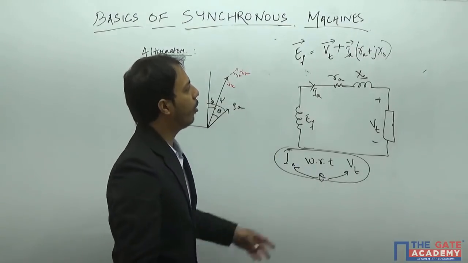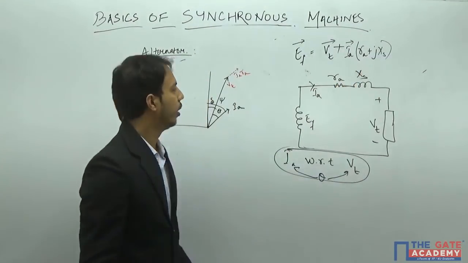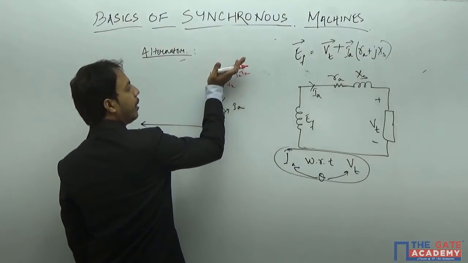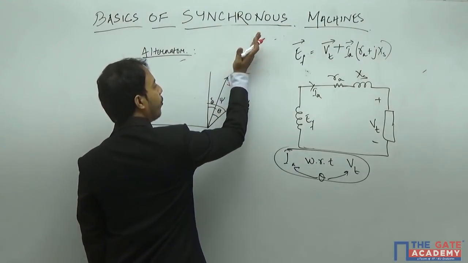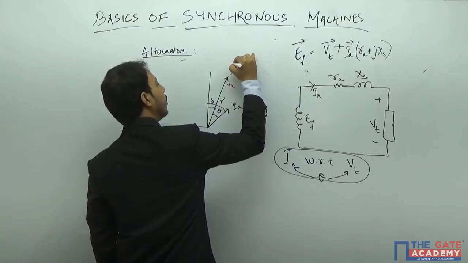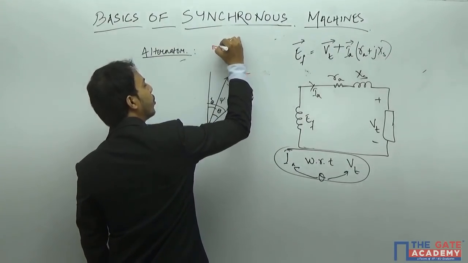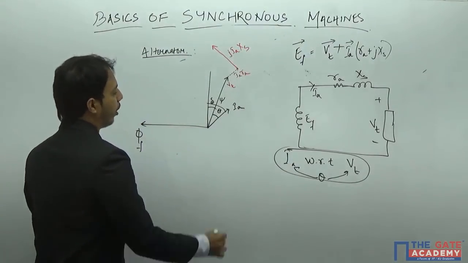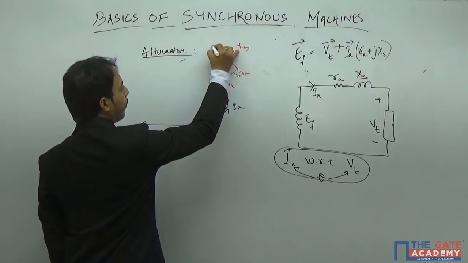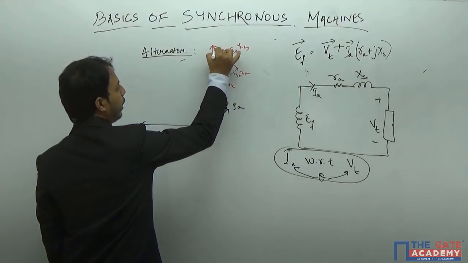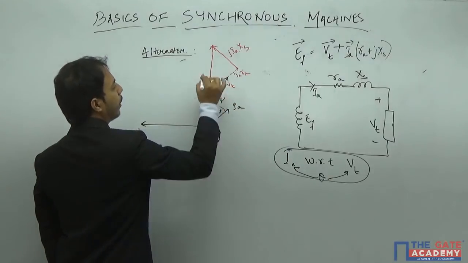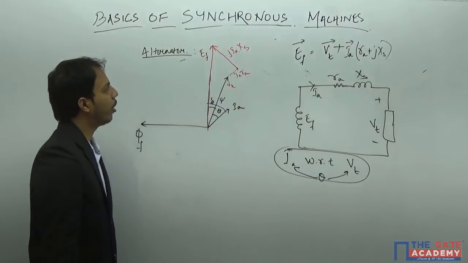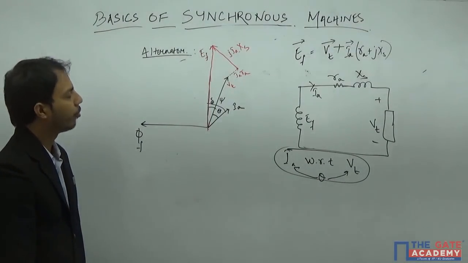Now after IA RA, I will add this with j into XS into IA. j means nothing but the 90 degree anti-clockwise operator, plus 90. So plus 90 means this side, so from here I'll rotate anti-clockwise along this side. Suppose this is j IA XS. Now from this point, I will add this point. This is how I can draw the phasor of a lagging current for an alternator.